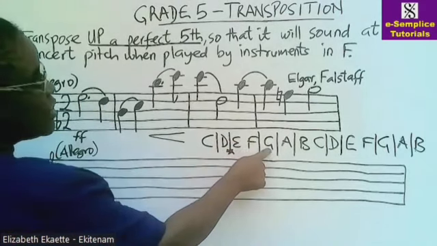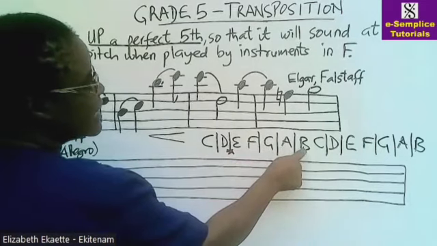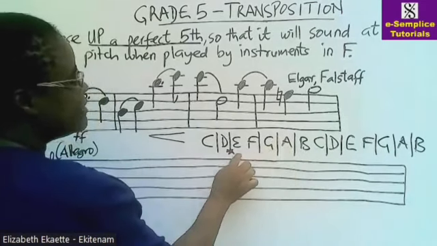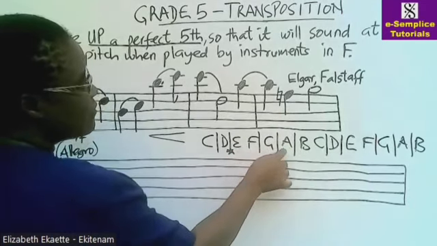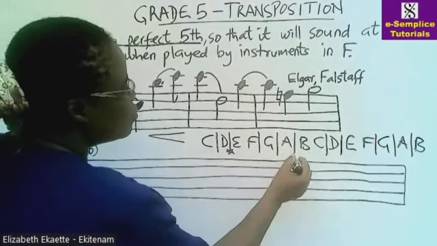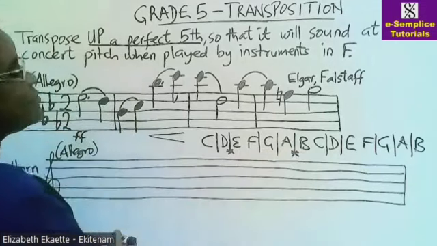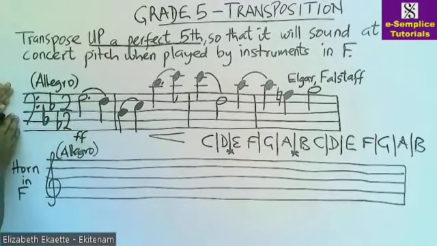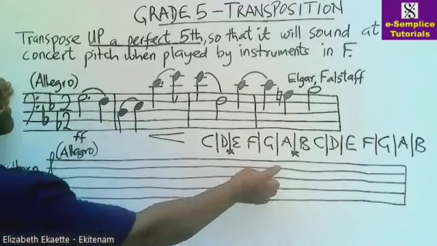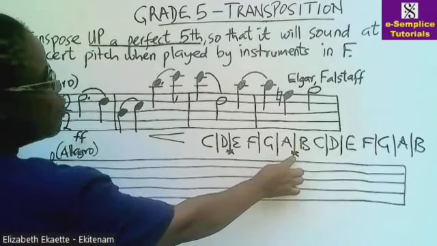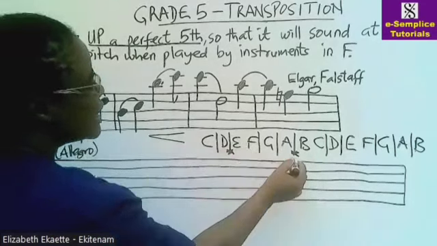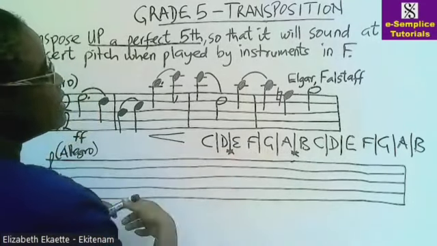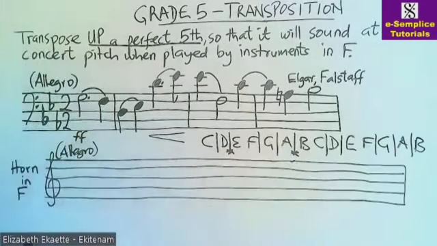1, 2, 3, 4, 5, 6, 7. Oh, 7. I go again. 1, 2, 3, 4, 5, 6, 7. So it puts us here. Because the key is a flattened key, it means we are going to take B flat, not A sharp. We are taking B flat. So it means your new key is B flat.